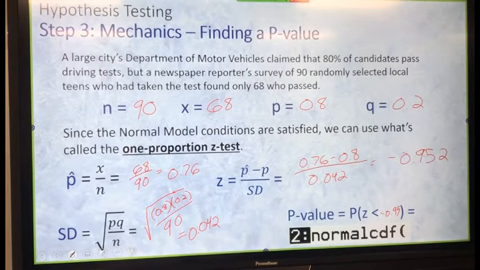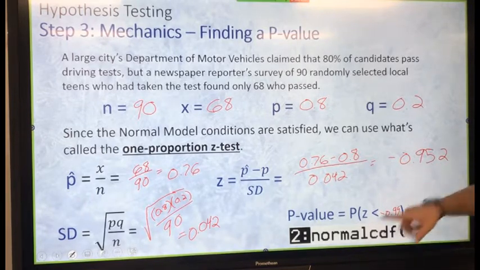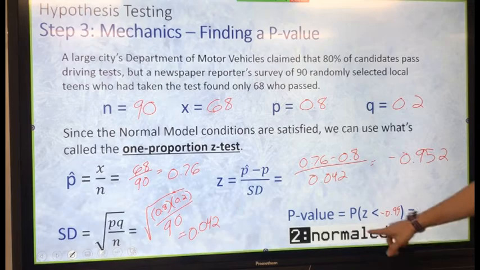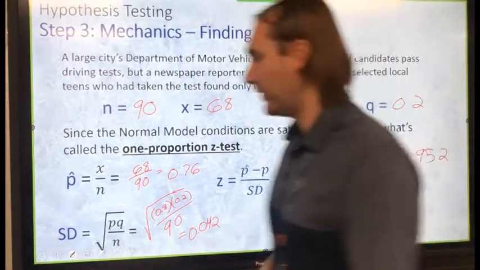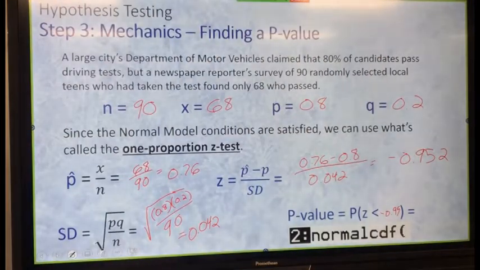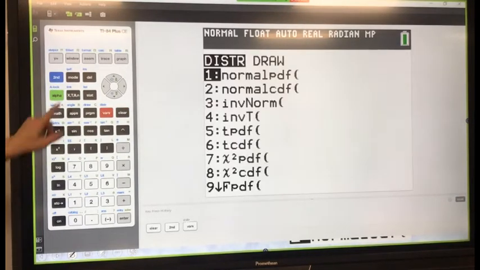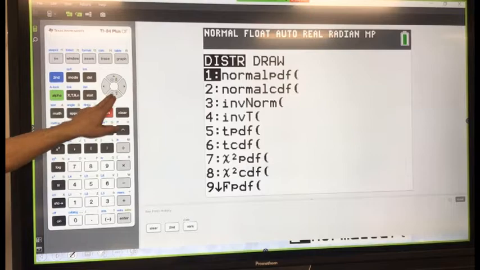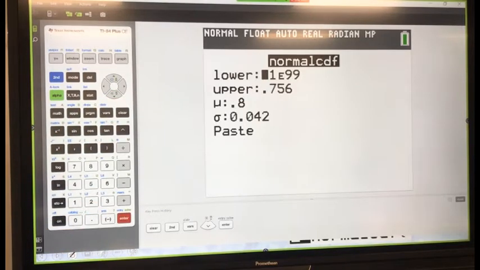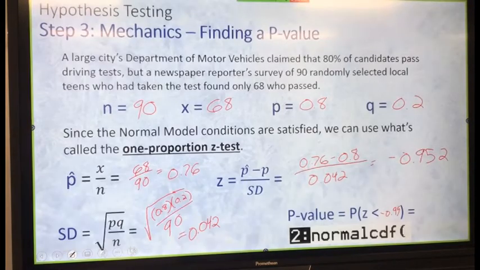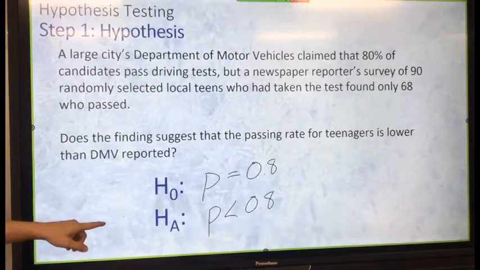Good news is, you don't have to do this all by hand. The calculator, what this value is, well, actually, we might as well just do it then. Normal CDF will give me this value as well. So sorry, I got a little ahead of myself. Remember, go to second var, so distribution, normal CDF. I'm looking for values that are, you told me, less than.